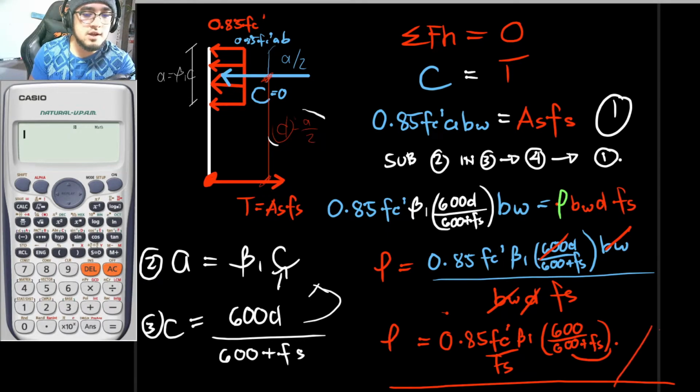It would be much easier if you would be memorizing it this way. So once again, all of these are just the derivation part. And basically, this is the much more important thing here. You can actually solve for the value of rho if you know all of these parameters already.